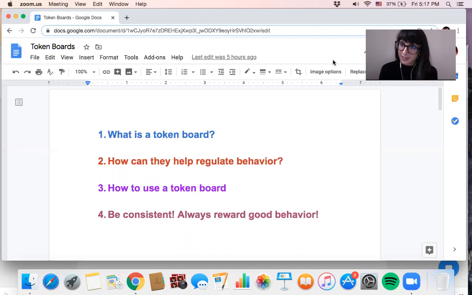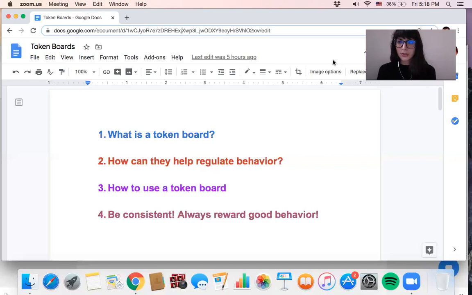Next, it's important to realize how they can help regulate behavior. Token boards can help to regulate behavior because it gives them a clear visual example of what they're working for. For example, if a student really loves chocolate, they can see clearly, if I do these 5 things, then I can have chocolate. And the act of earning a token for every small step they complete is very reinforcing towards completing a larger goal.